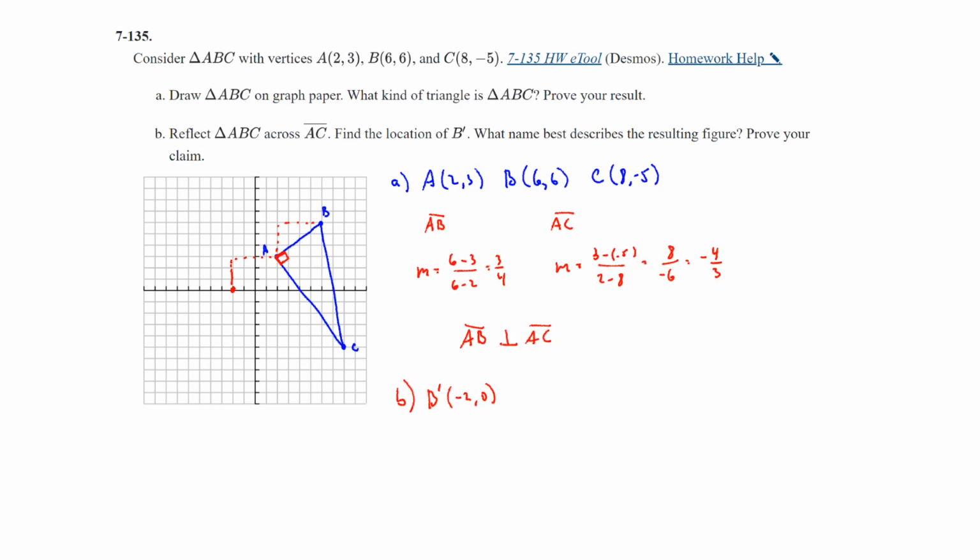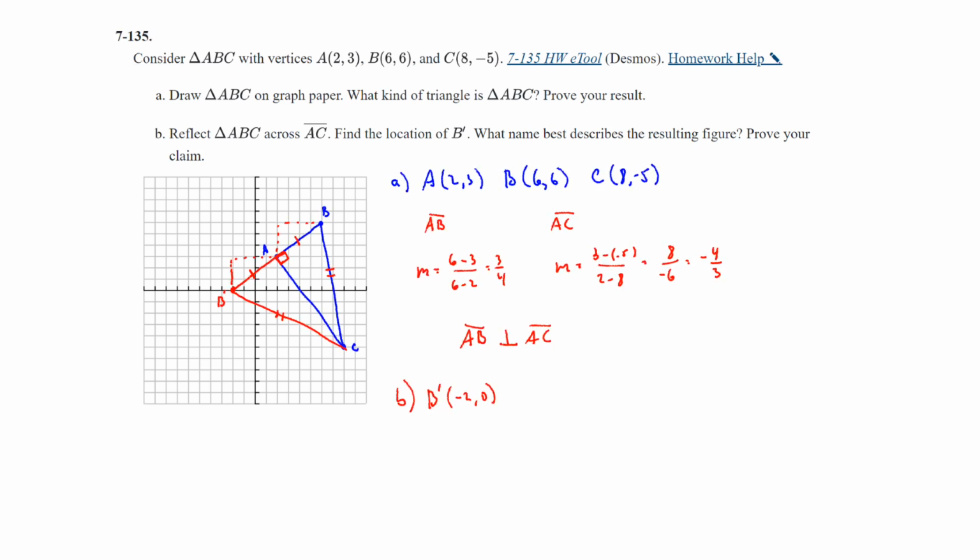And then I can just connect here. So there's B prime. And then if I reflect it, then it's just going to go back over to C. And so now that means these side lengths are the same. All right, it also means that these side lengths are the same.